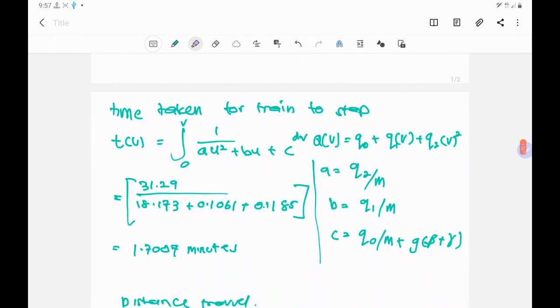Okay, for the time taken for the train to stop, we have TV equal to the integration of 1 over AU squared plus BU plus C, where the value for A is Q2 over M, for B Q1 over M, and for C we have Q0 over M plus G bracket B plus beta plus gamma. Okay, we will substitute all these formulas.